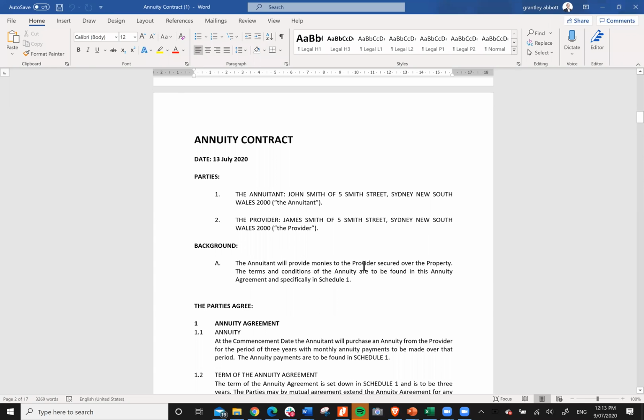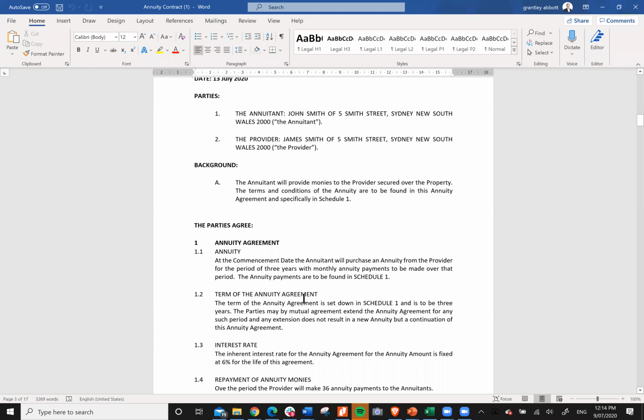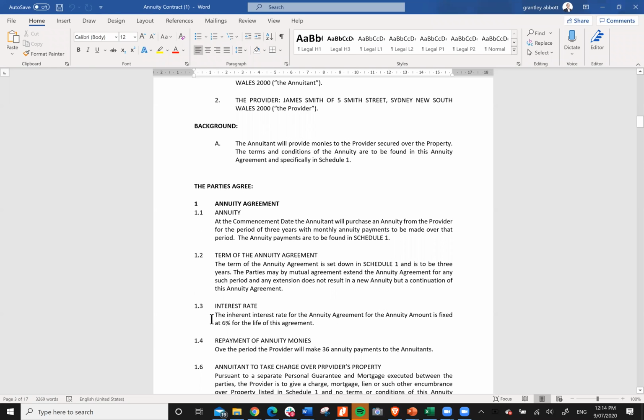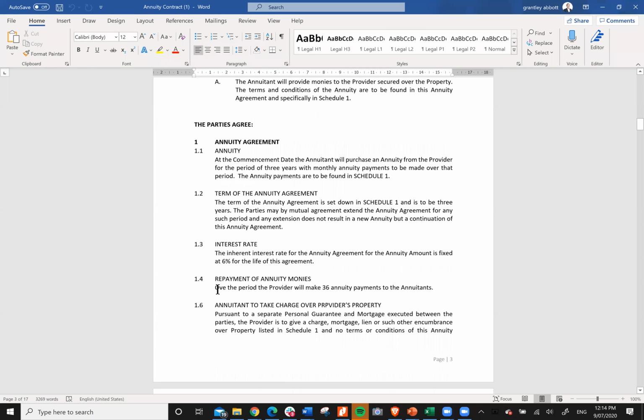Background: the annuitant will provide money to the provider secured over the property. The terms and conditions of the annuity are to be found in this annuity agreement and specifically in Schedule 1. So at the commencement date, the annuitant will purchase an annuity from the provider for the period of 3 years, which I put in there, with monthly annuity payments to be made over that time. Term of the annuity agreement is 3 years. Interest rate, the inherent interest rate, which is what we put in there, is 6%. Repayment of annuity monies. Okay, I've got a bit of a typo there, so I'll need to go back and have a chat with my developer. Over the period, the provider will make 36 annuity payments to the annuitant.